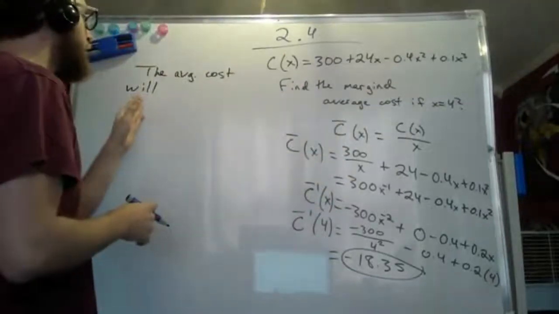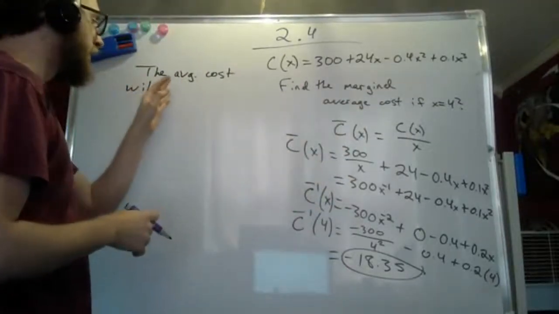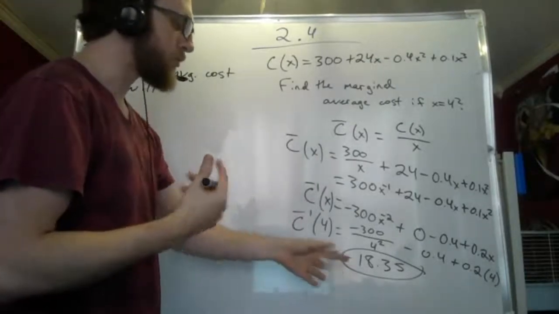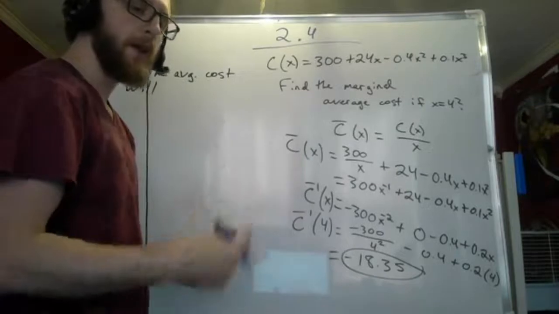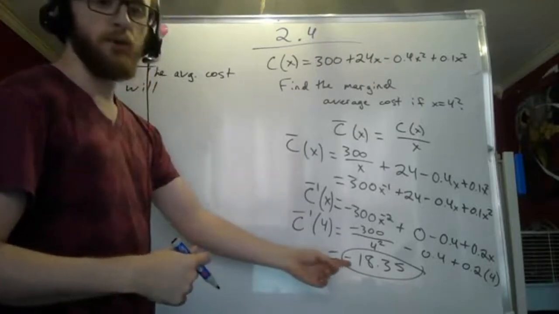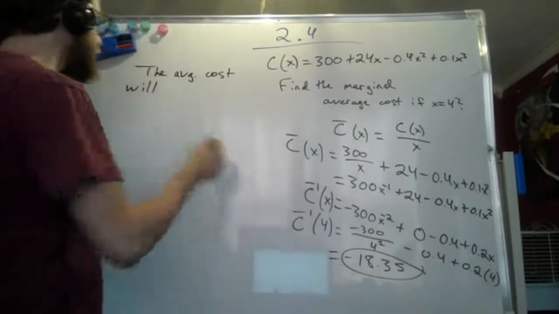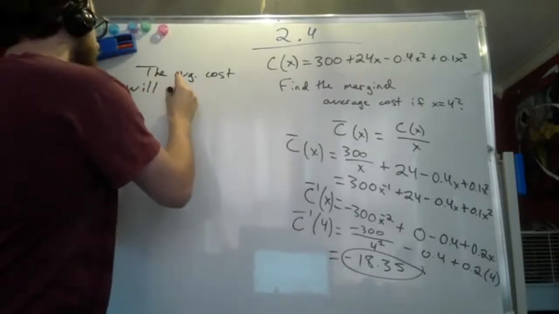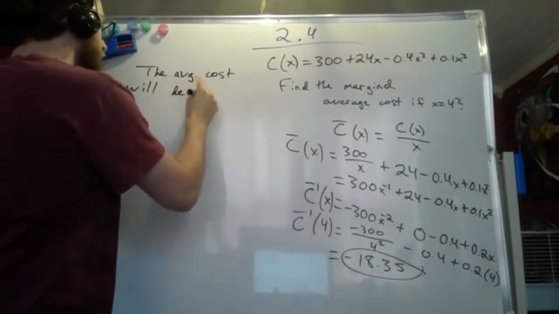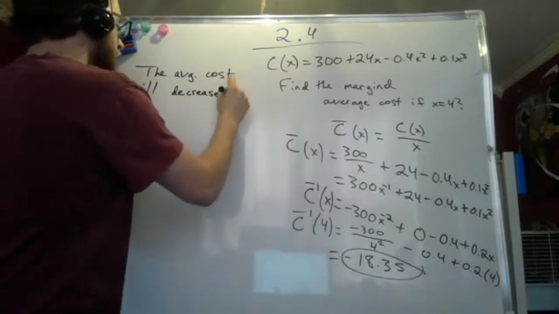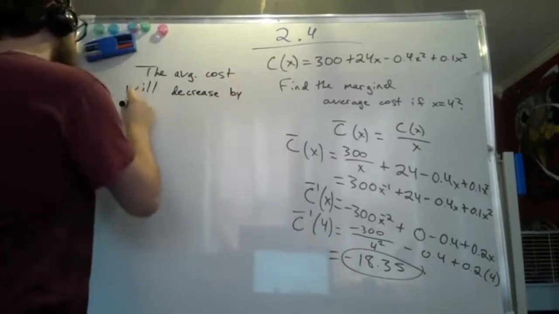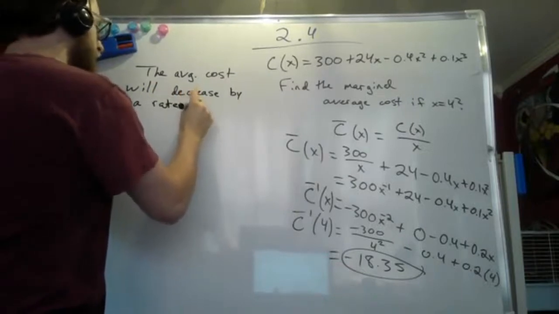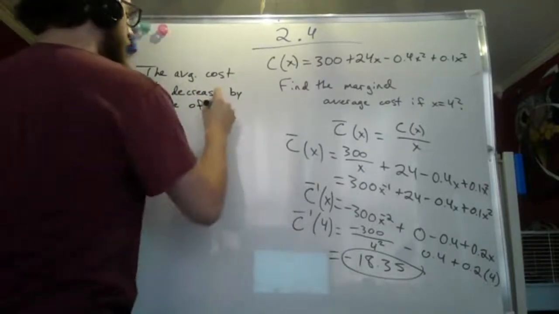So we expect the average cost will change by how much? Well, we have a negative sign, so what do we expect the cost to do? We expect the cost to decrease. So the average cost will decrease by a rate of how much?